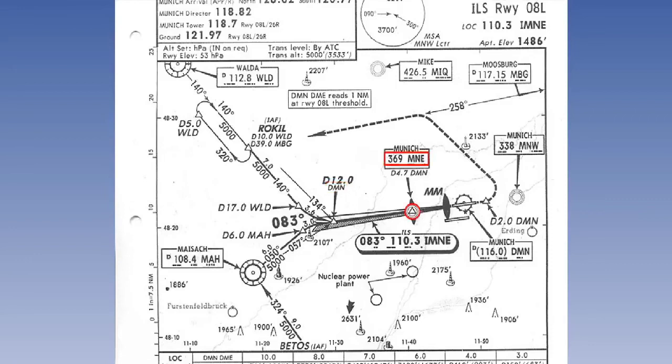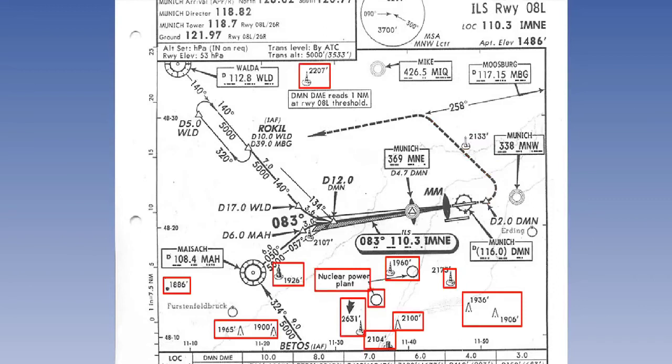Note that we pass over the locator, also known as the Munich Mike November Echo, at 4.7 nautical miles DME range from the Delta Mike November. We also pass over a facility called the middle marker. Note also that if we have to go around, our missed approach procedure takes us over an obstruction of elevation 2,133 feet, and that there are also several other tall obstructions in the local area.